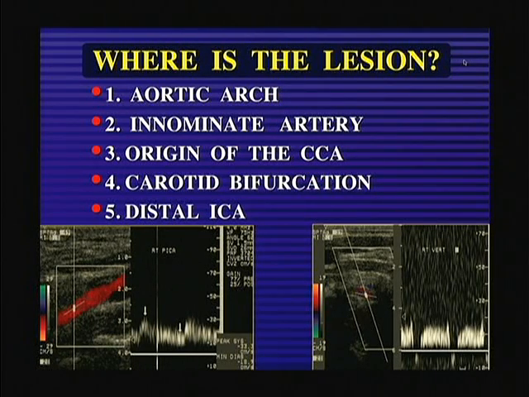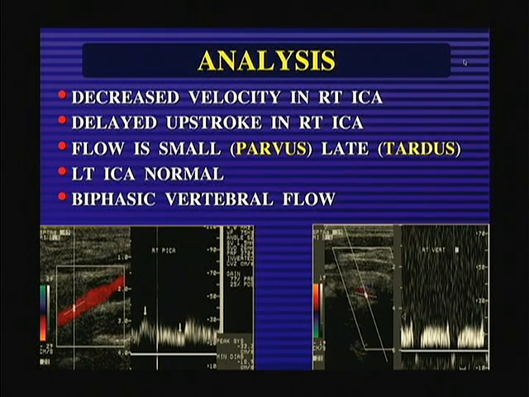The innominate artery makes sense. As we analyze the case, we notice there's decreased velocity in the right internal. We also suspect that there may be a delayed upstroke and it doesn't have a nice crisp systolic rise, suggesting an inflow lesion. The flow is low, small, parvus, with a late upstroke tardus, whereas the left ICA is normal. And that's very important because it isolates the problem to the right side. It's not a problem of the aortic arch.